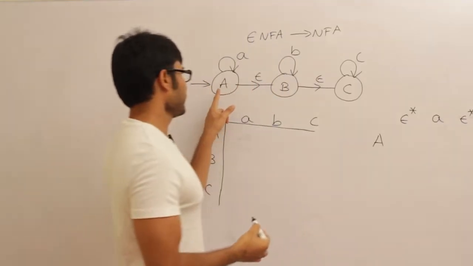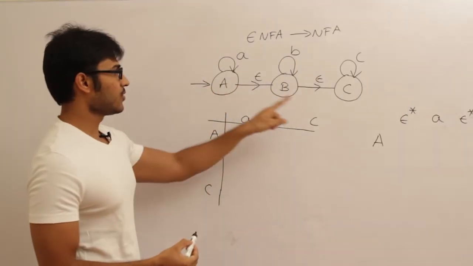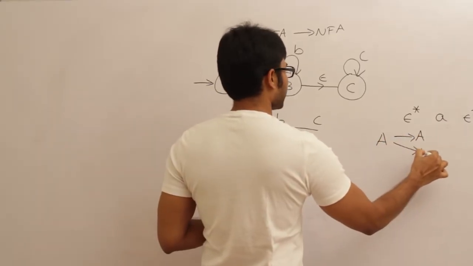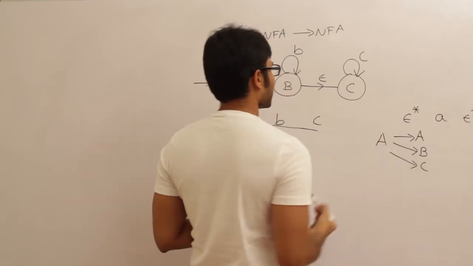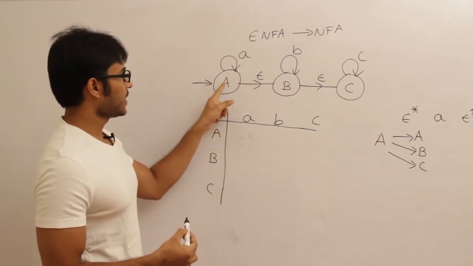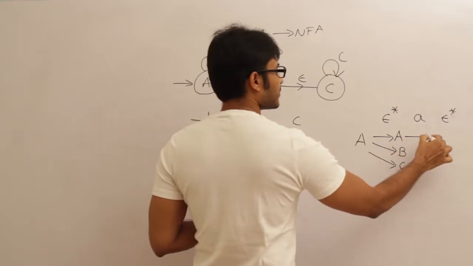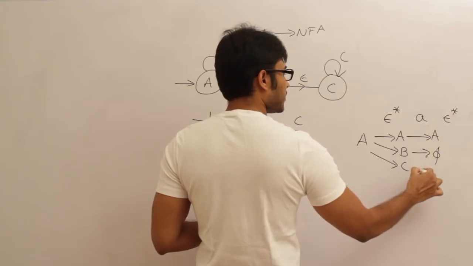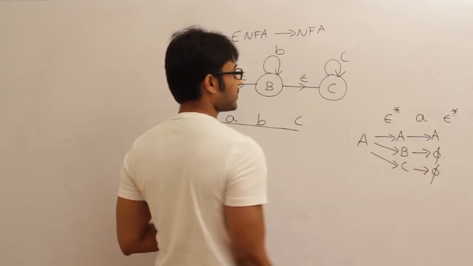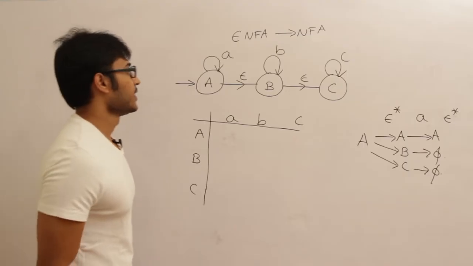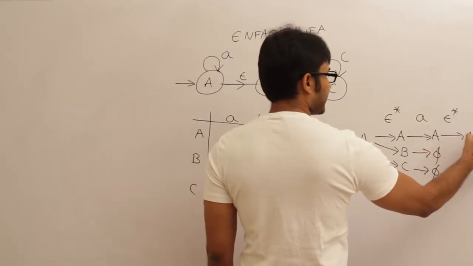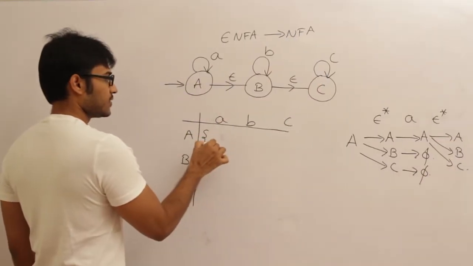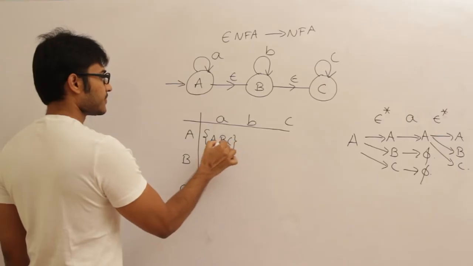What is the epsilon closure of A? What are all the states which I can reach from capital A only on seeing epsilons? One is A, other is B, and other is C. Fine. And then it is small a. On small a, A can reach A, and what about B and C? B and C will stop there. They will die. This is called dead configuration, right? So they are not going anywhere. What about the epsilon closure of A again? Epsilon closure of A is A, B, C. Therefore, this entry is going to contain A, B, C.